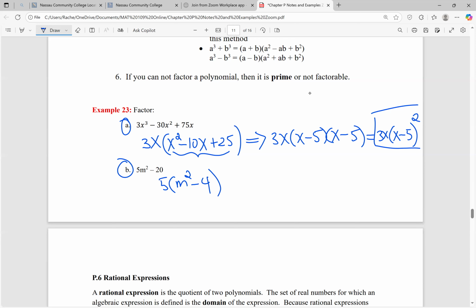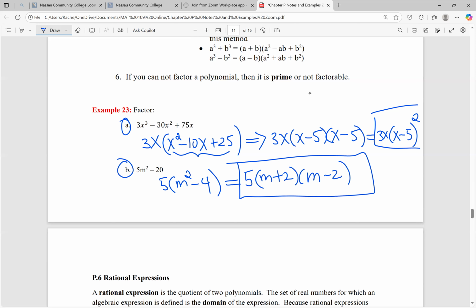And I'm thinking, yes, right? I'm seeing a difference of 2 squares, right? M squared minus 4, which is 2 squared. So this can be factored even further, right? I'm going to have m plus 2 times m minus 2 because I have a difference of squares. So my final factored answer is going to be 5 times m plus 2 times m minus 2.